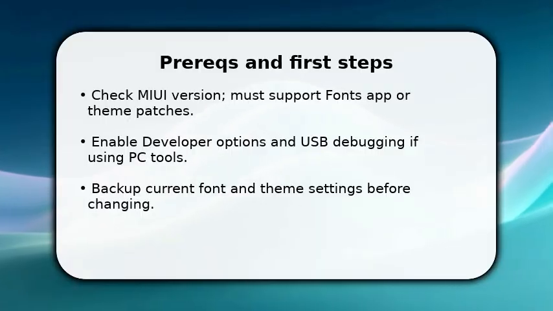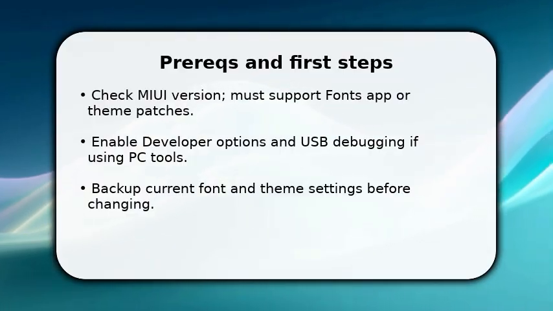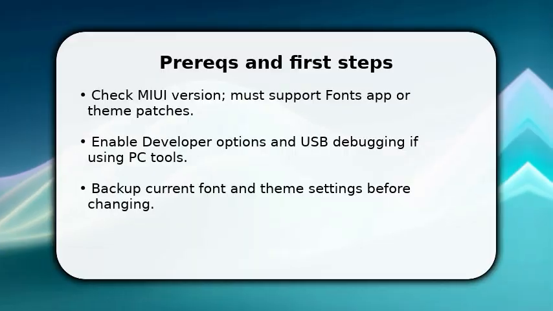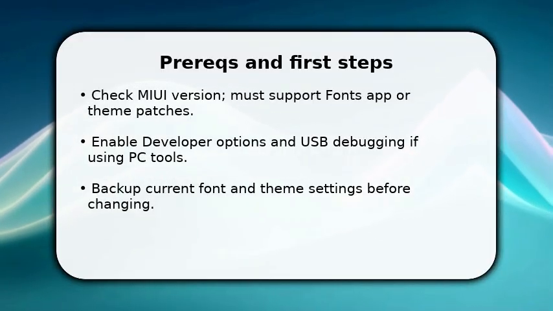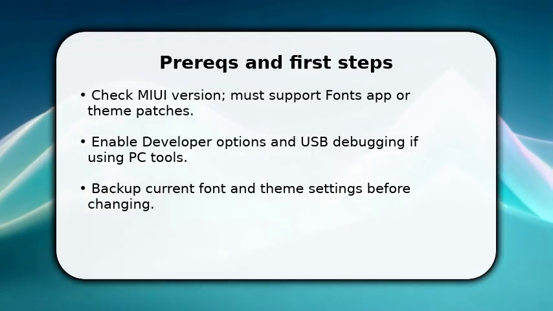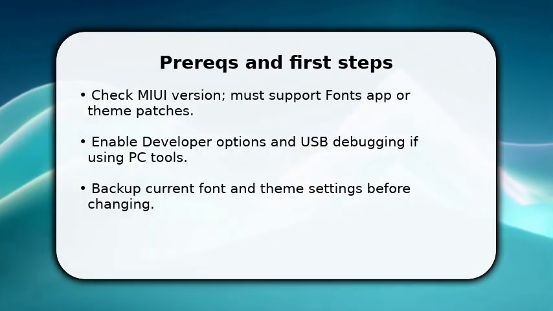You start by confirming your MIUI version and that the Fonts or Themes app is available. This matters because later steps rely on system support. Once done, enable developer options and USB debugging if you plan to use a PC tool, and make a quick backup of your current font and theme. This protects you if something breaks.